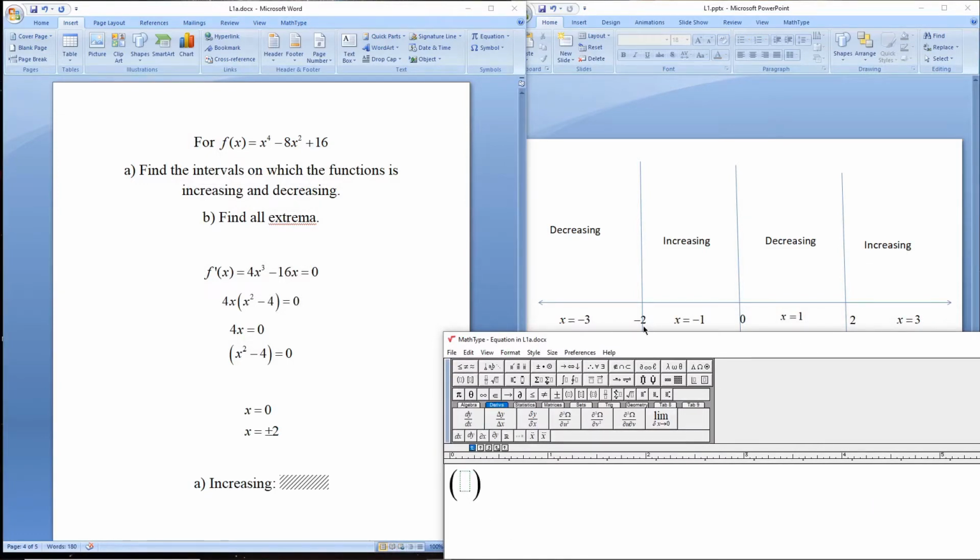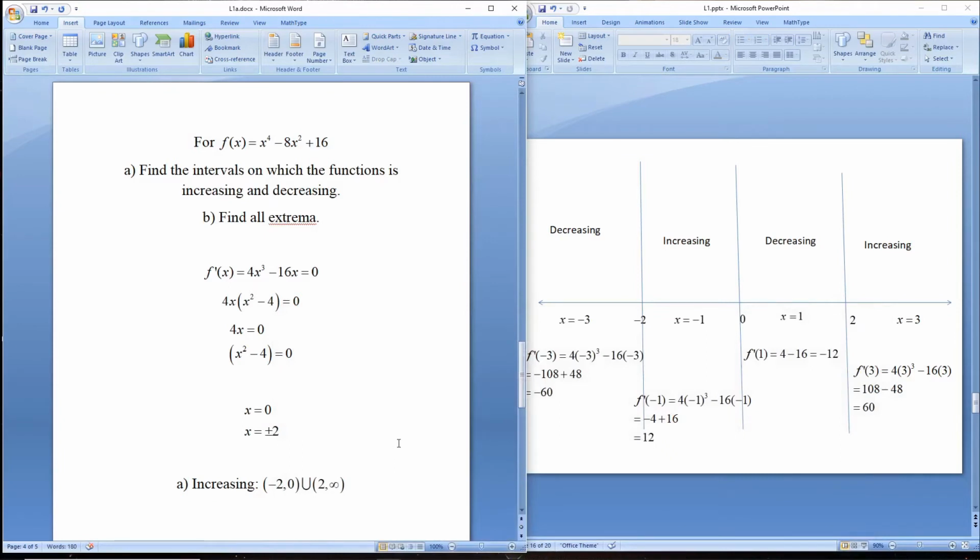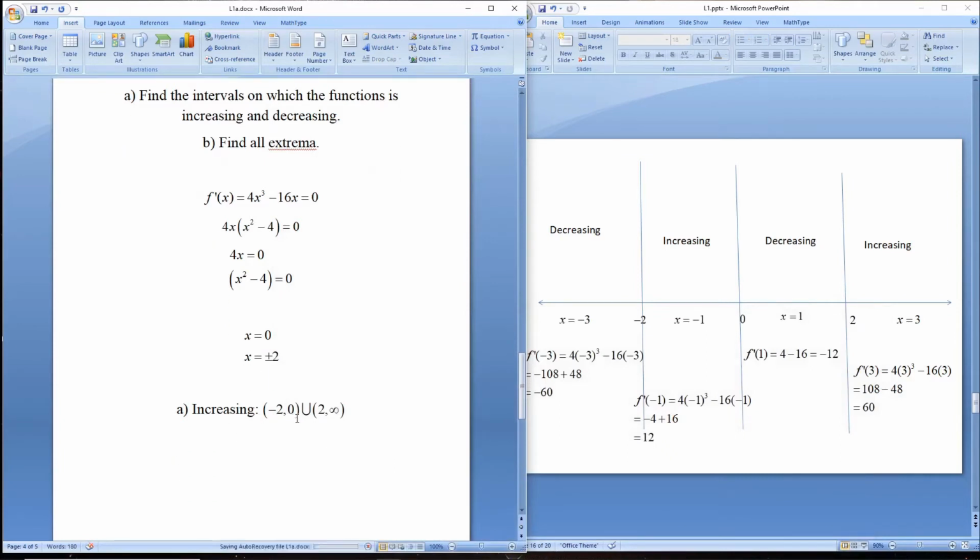So we're going from minus 2 to 0. That's increasing. And then we'll union that with 2 to infinity. And that is the interval that the function is increasing on. Minus 2 to 0, that's this region. And then 2 to infinity is this region.